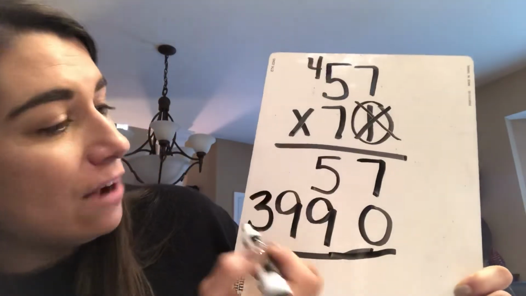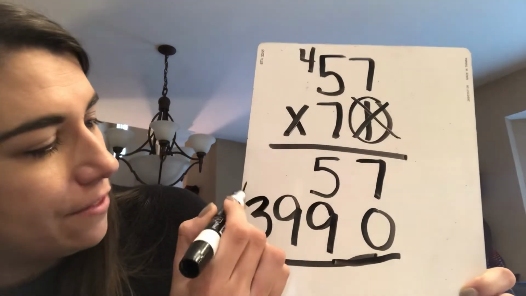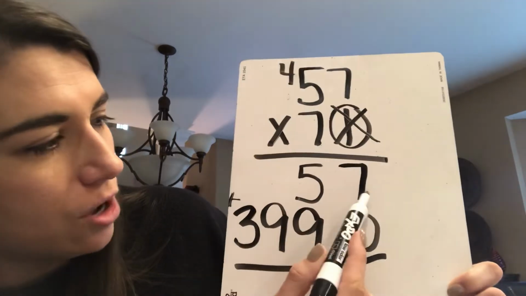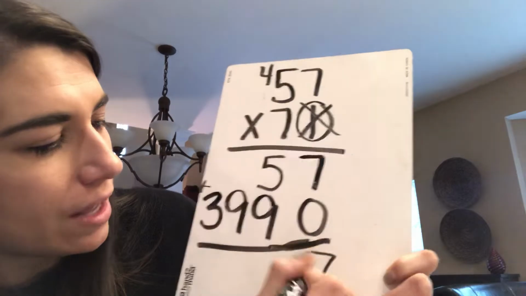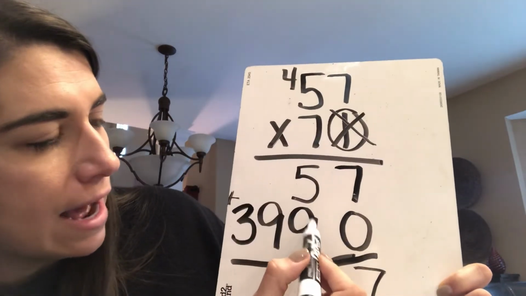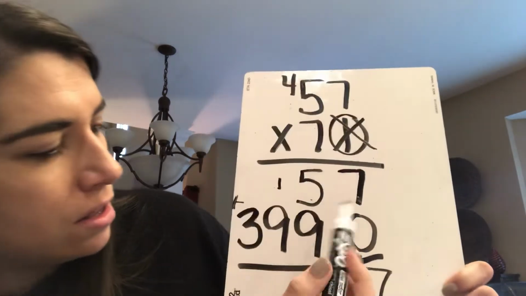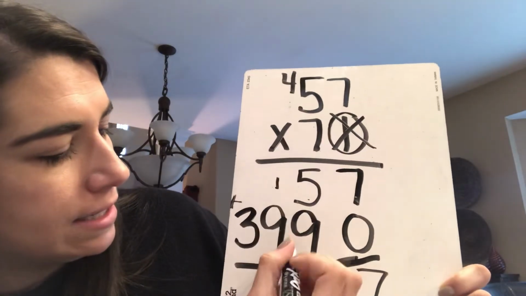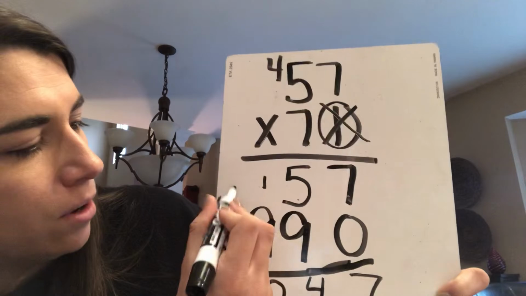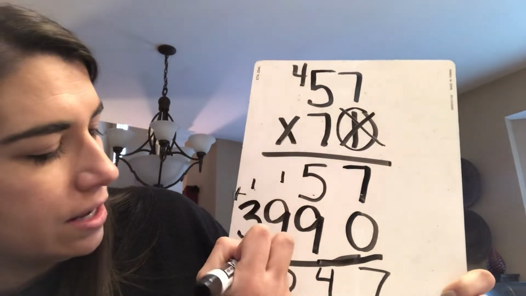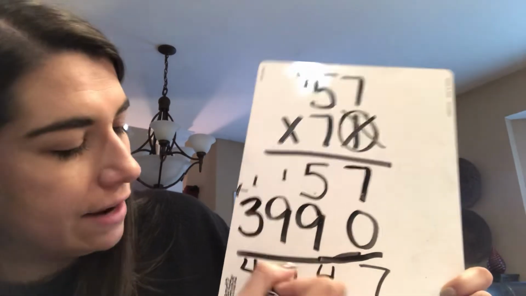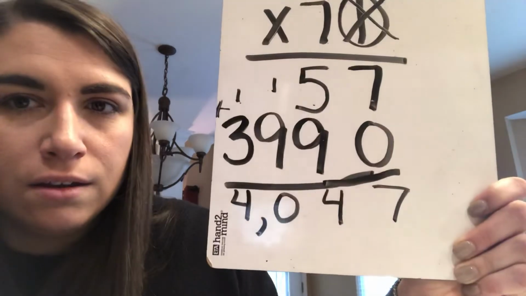All right, so then now what you have to do is add them together. You add these 2 numbers. So 7 plus 0 is 7. 9 plus 5 is 14. Carry my 1. 9 plus 1 is 10. Carry my 1. And 3 plus 1 is 4. So you should have gotten 4,047.